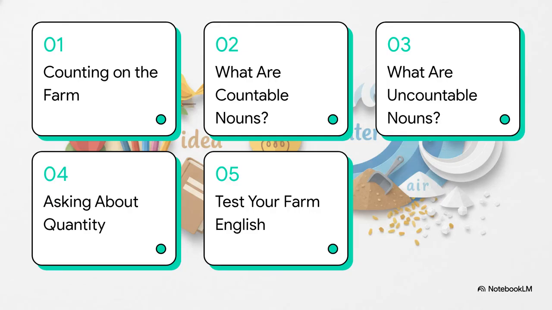Here's the game plan. We've broken it down into 5 easy parts. First, we'll talk about why this all matters on a farm. Then, we'll get into countable and uncountable nouns. After that, we'll see how to ask questions about them, and we'll finish up by testing what you've learned.